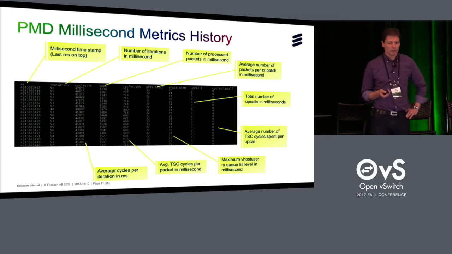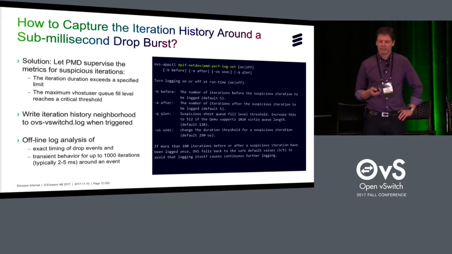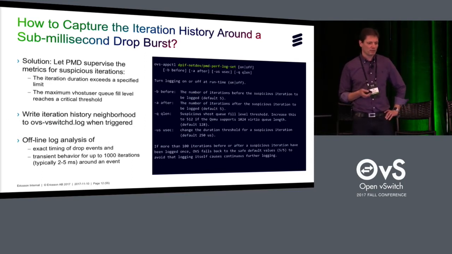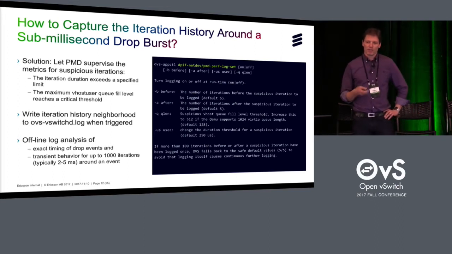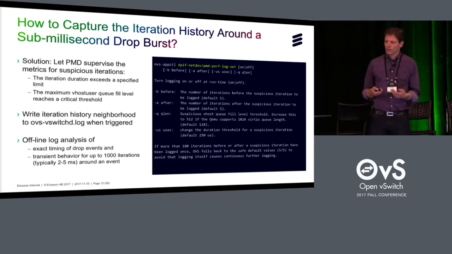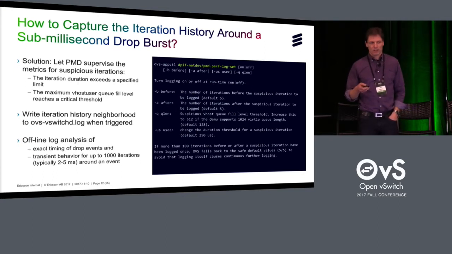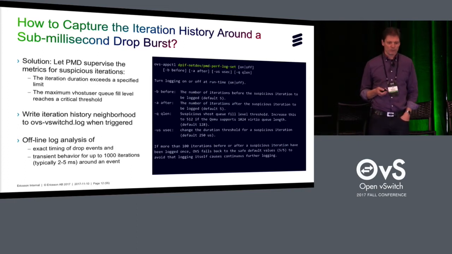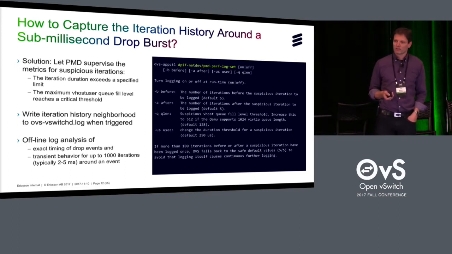Now, you still need to solve the question of when such a drop burst happens. It takes less than a millisecond and happens at any time. How do we capture it still? What we have implemented on top is a supervision. Every PMD supervises the metrics that it collects every iteration, and if it finds a suspicious iteration, and you can configure what suspicious means, then it actually dumps the context, so the history of the iterations around that event, into the vSwitch daemon log. You can dump up to 1,000 iterations, and that is a 2 to 5 millisecond history around the event.